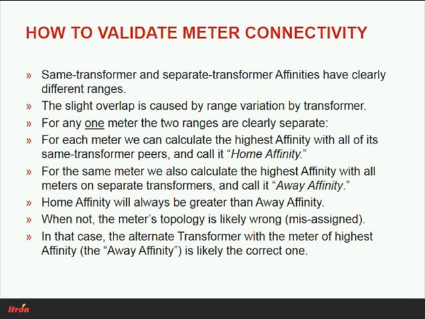If all goes well, the home affinity will usually be considerably higher than the away affinity. And by higher, I mean within statistical significance. Occasionally, it is not, and that is where the meter's topology is likely wrong. In other words, if the away affinity is considerably higher than the home affinity, not only is that meter on the wrong transformer, but we will also know which transformer it really should be connected to.